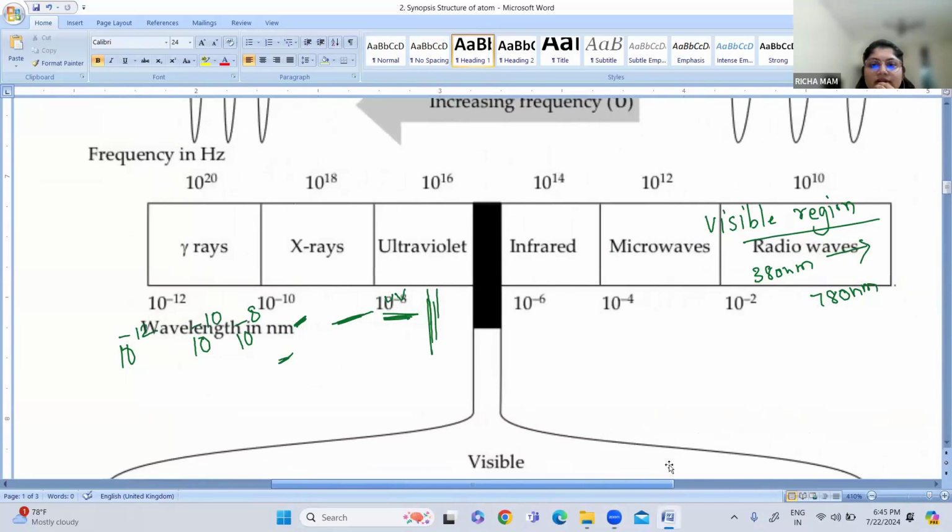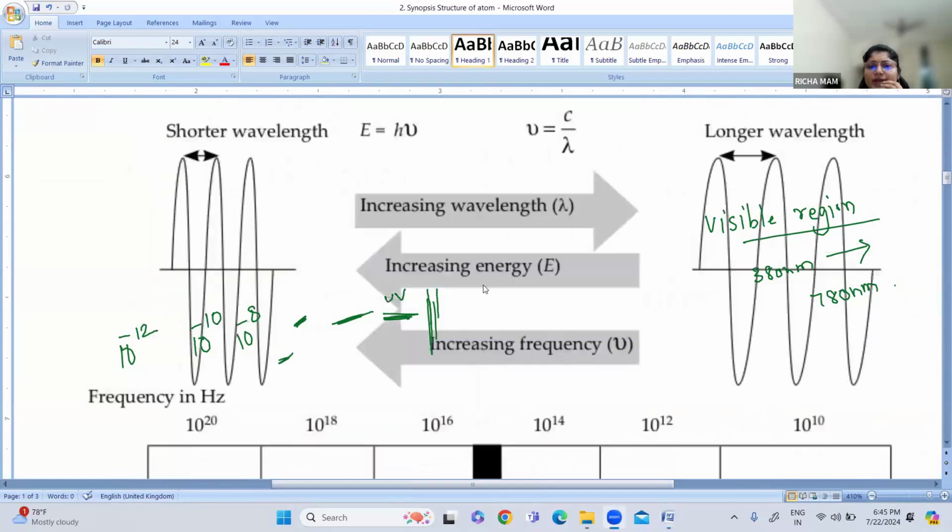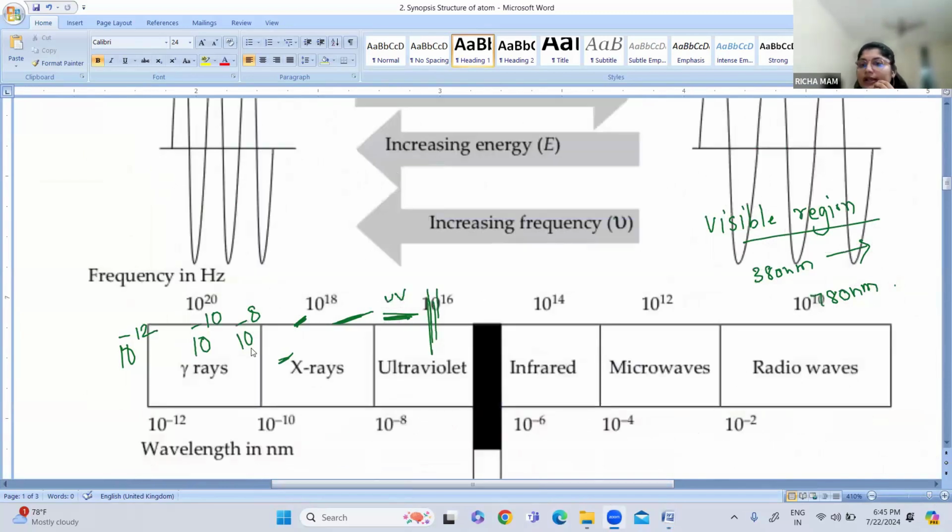Okay, so this is the frequency. Here is what you can see: this is the electromagnetic spectrum. It is arranged either in increasing frequency or decreasing wavelength.